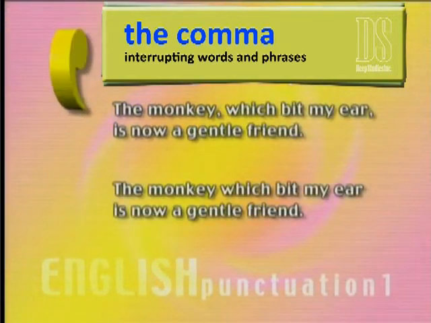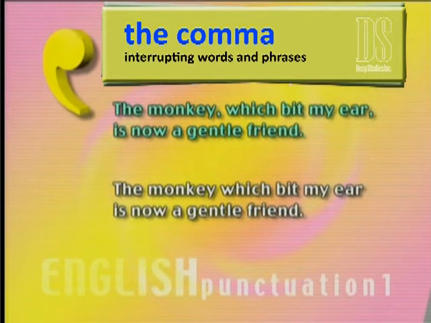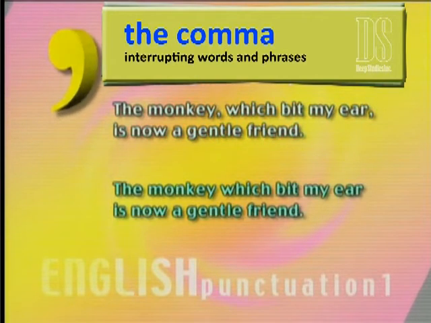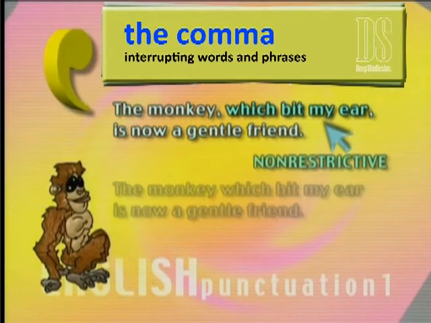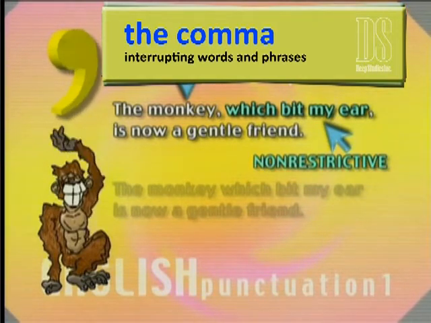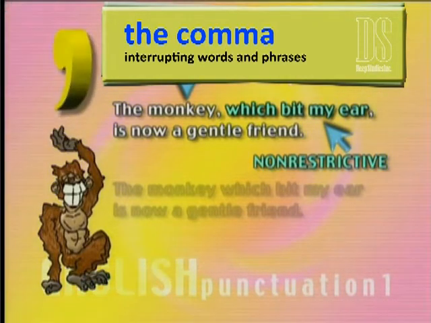Look at the two ways we can write the sentence. The monkey which bit my ear is now a gentle friend. First with the commas, then without the commas. In the first one, with a non-restrictive clause, there's only one monkey, and we're giving the reader a little information that we can pop out of the sentence without changing its meaning.